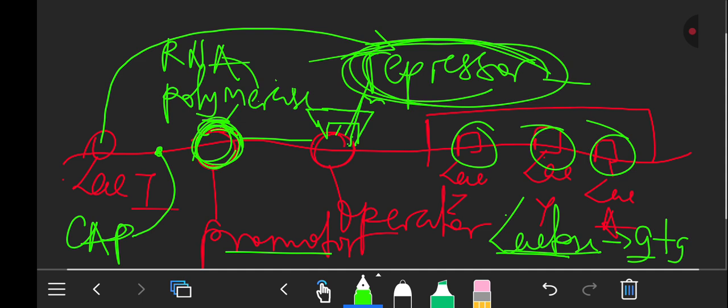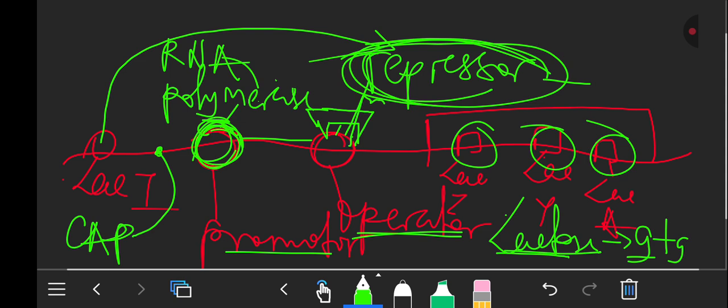Initially, as it is right now, it has been bound. Okay, this repressor is binding to the operator. So we can say that the repressor is in an off state. It is in an off state because this polymerase can't pass through. There is no space for this polymerase to pass through. It is binding to the operator. So this repressor is in off state.